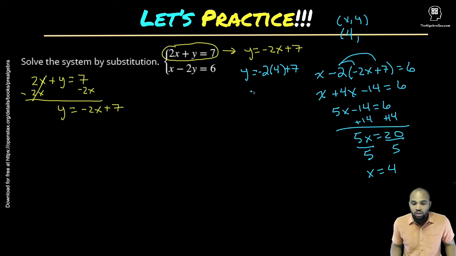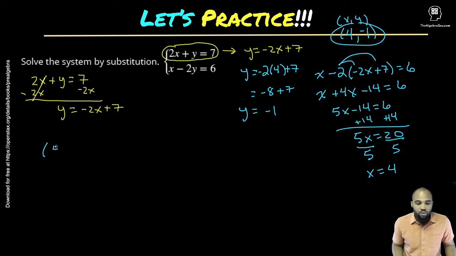Alright, so that means y is equal to negative 2 times 4, which is negative 8, plus 7. Negative 8 plus 7 is going to equal negative 1. So now I know my y is equal to negative 1. So there's my answer. Let me put it here so it's easy to see.